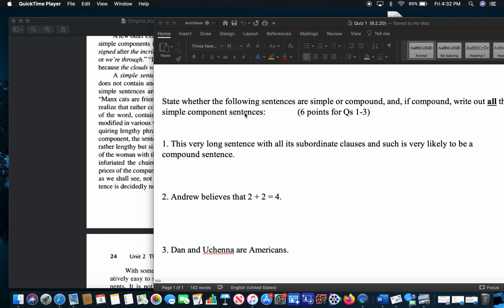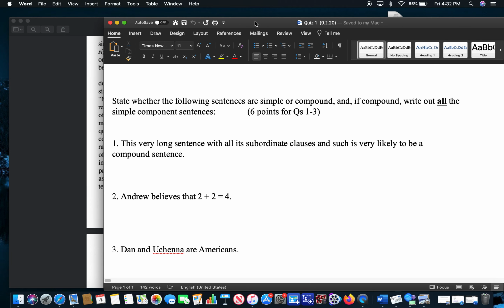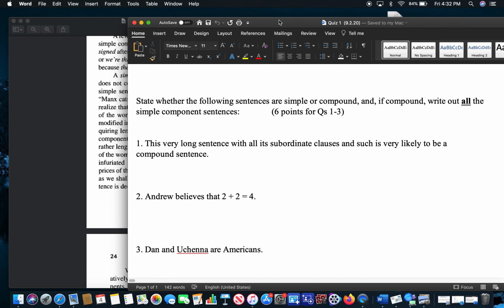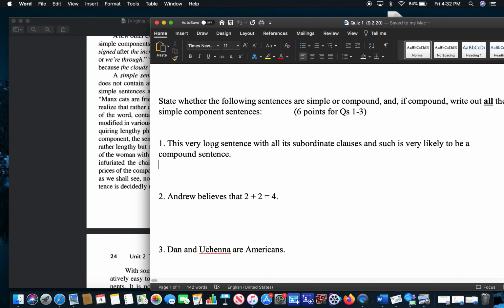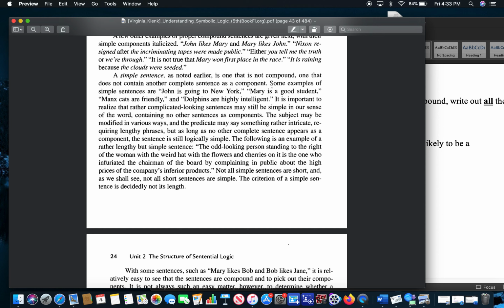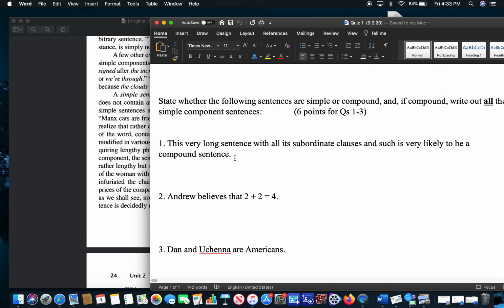Okay, question 1: state whether the following sentences are simple or compound. If they're compound, write out the simple component sentences. Question 1, this sentence is simple. To remind yourself why this is so, look back to page 23 of the text, which reminds you of what simple and compound is. It's important to realize that rather complicated looking sentences may still be simple in our sense of the word. The subject may be, well, you can read through this; the last paragraph of page 23 explains why number 1 is simple.